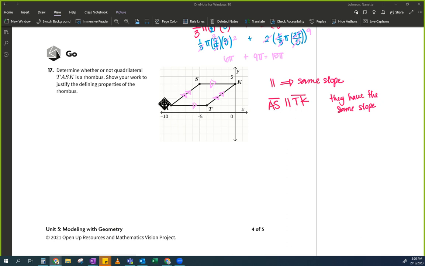Because I proved that both pairs of opposite sides are parallel, it's a parallelogram. And because it's a parallelogram, I already know that AT is congruent to SK, and AS is congruent to TK. So in reality, I just need to prove that AT is congruent to either AS or TK, and then I'm done. I'm going to count how long this side is. I count 1, 2, 3, 4, 5. That's 5, and this is 5 up here. Now I just need to find how long this side is, and then I'm done.